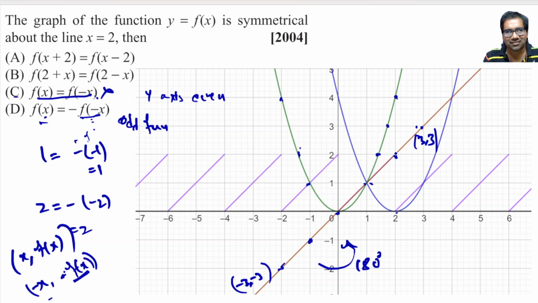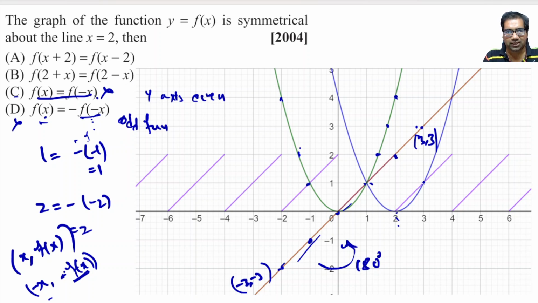So clearly this red line is not symmetrical about the line x equal to 2. So this is also wrong. Now f of 2 plus x should be equal to f of 2 minus x. For example, let us take this graph now, the blue graph.